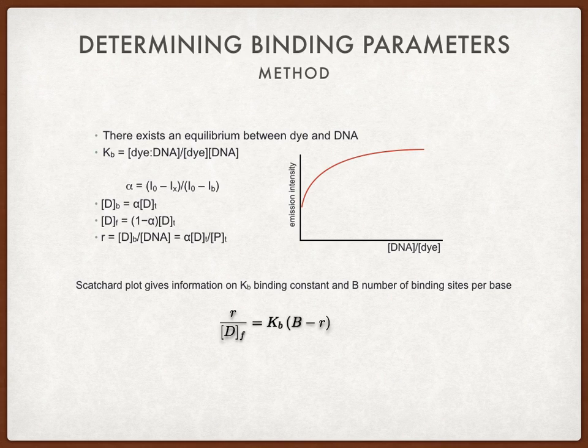Simple steady state fluorescence is actually quite a powerful technique all on its own. An analysis called a Scatchard method can be used to determine the binding parameters of a dye molecule to either a protein or to DNA or to another molecule. In this case, I've used DNA as the example.